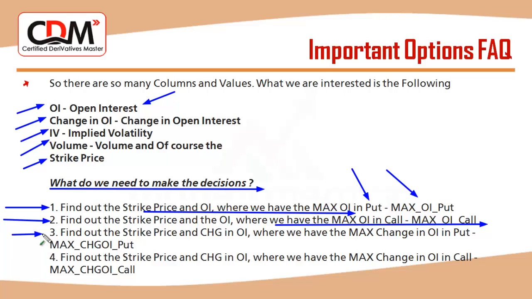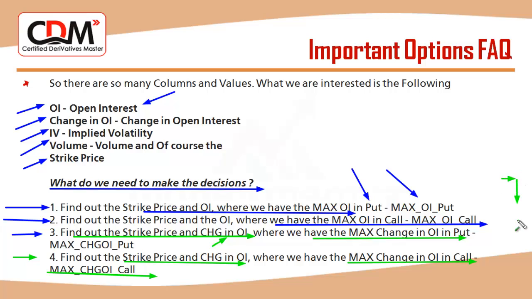Third, find out the strike price and the change in open interest. Here we are referring to the change in open interest where we have the maximum change in open interest in put. Fourth condition, find out the strike price and change in open interest where we have the maximum change in open interest in call option, that is, maximum change OI call. We have to find out these four factors for our intraday and positional trading.